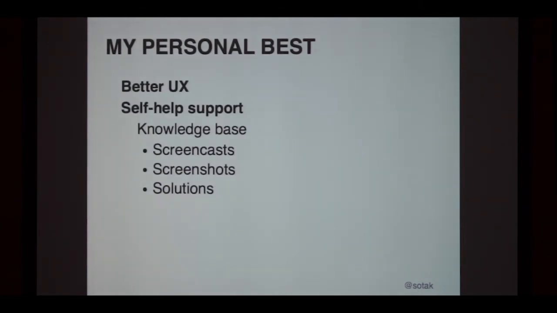So my approach is to have better UX, followed by self-help support. Self-help support here means that the users are actually helping themselves. It could be a forum where people can answer others' questions, or it could be documents that are written either by your users or by your support staff. This usually costs about $1 to $2. So you can see that a call costs $12, while the self-help solution costs about $1 to $2.